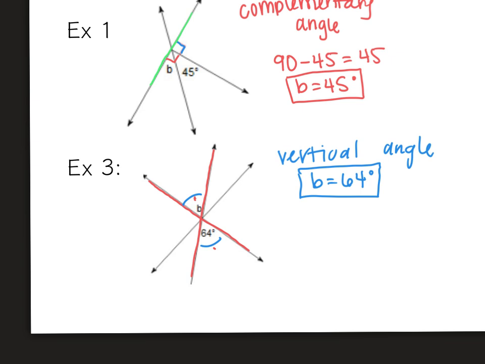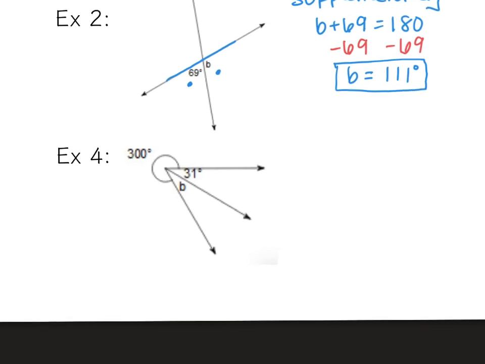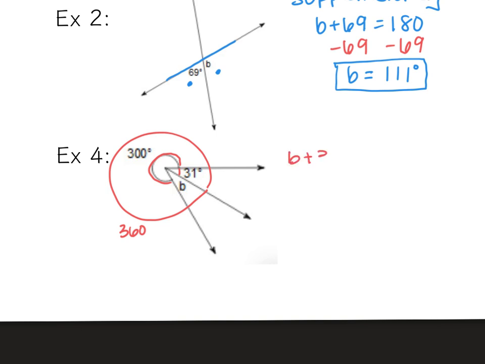And the last one, example 4. So around this whole thing, a complete circle, we know is 360. So if this is 300 and this is 31, then to find B, we know that all 3 of these would add up to 360.